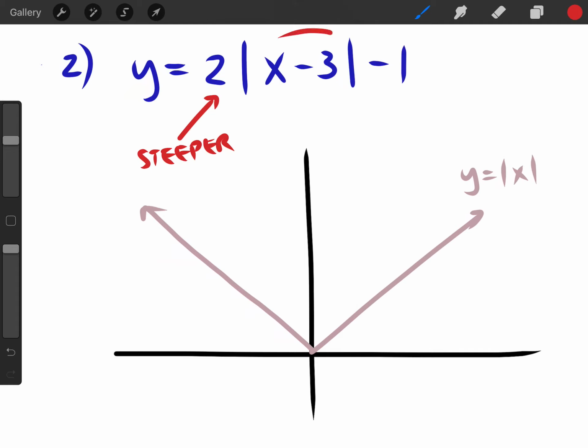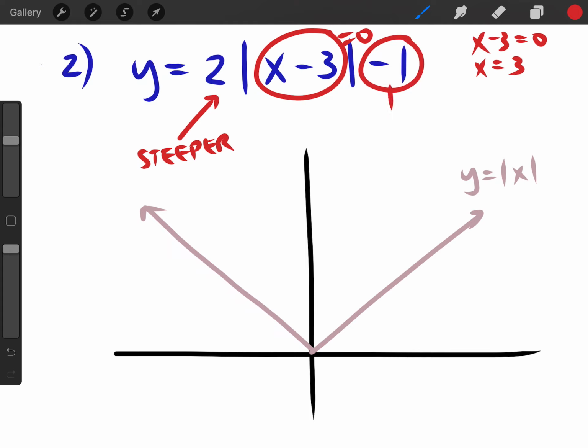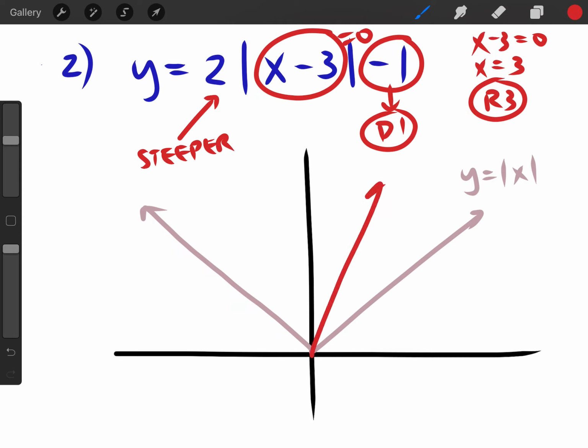Next thing, set inside the absolute value equal to 0. So x minus 3 equals 0, and then x is going to equal 3. Minus 1 means it's going to go down by 1 unit. Sorry, this is right 3. So you're going to give me a steeper V, but it's going to go down by 1 unit and then right by 3 units.